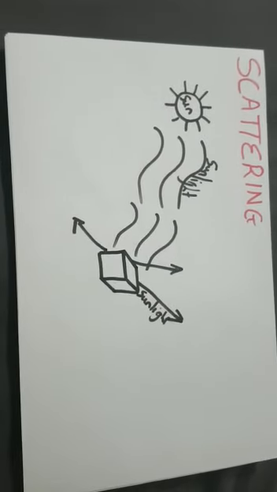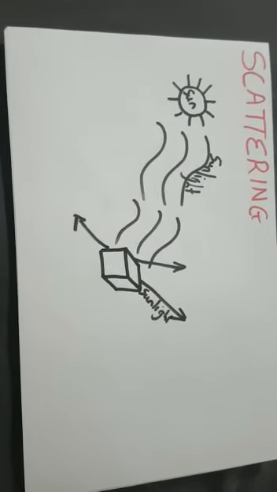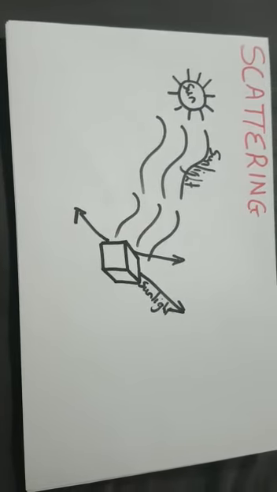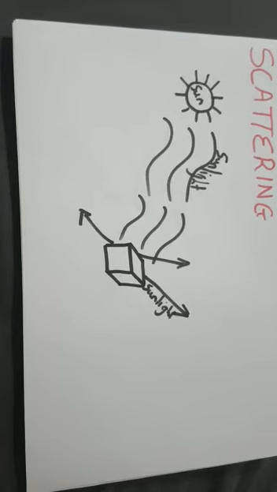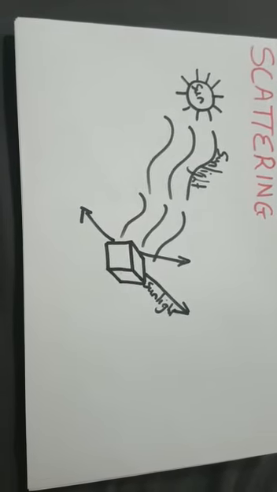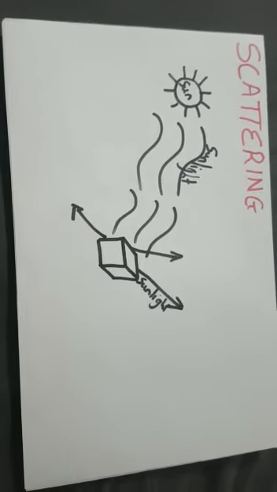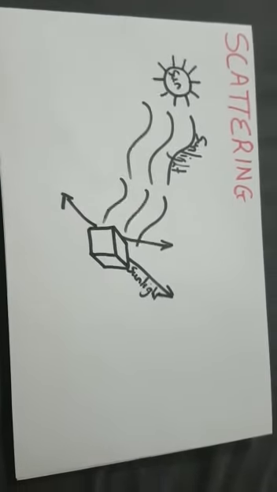Scattering of light is a phenomenon in which light rays get deviated from a straight path on striking an obstacle like a cube. Scattering of the light waves gives rise to many spectacular phenomena. As we can see, the sunlight is directed to the cube and it is scattered in different directions.